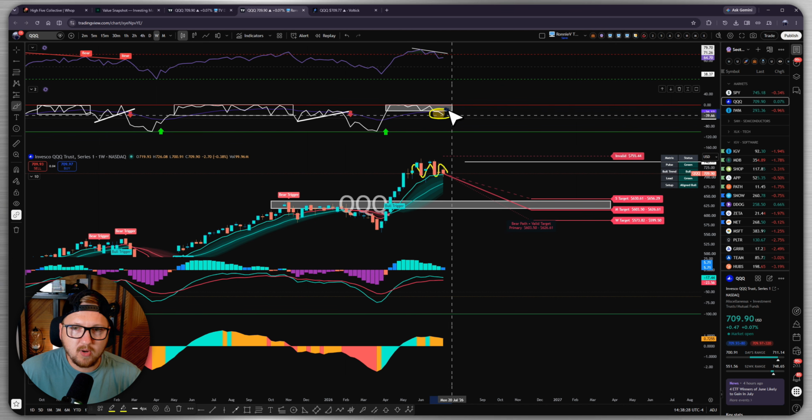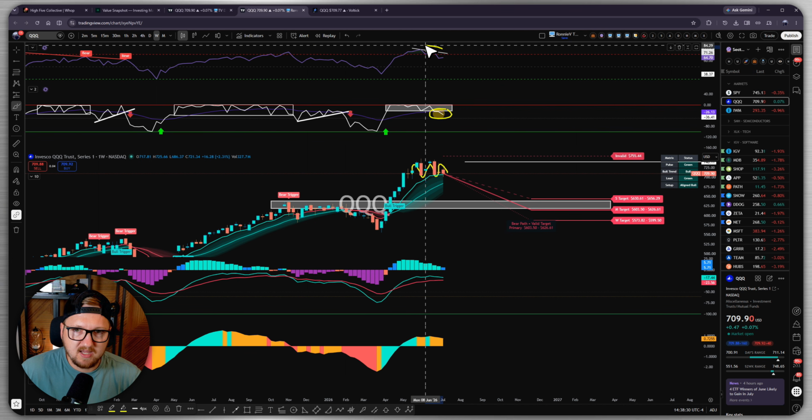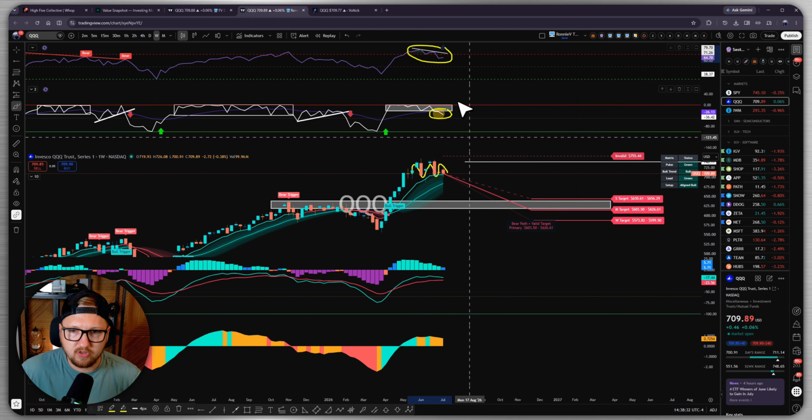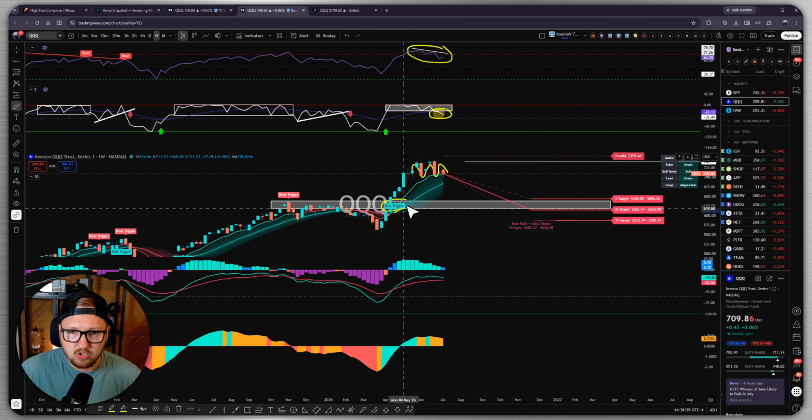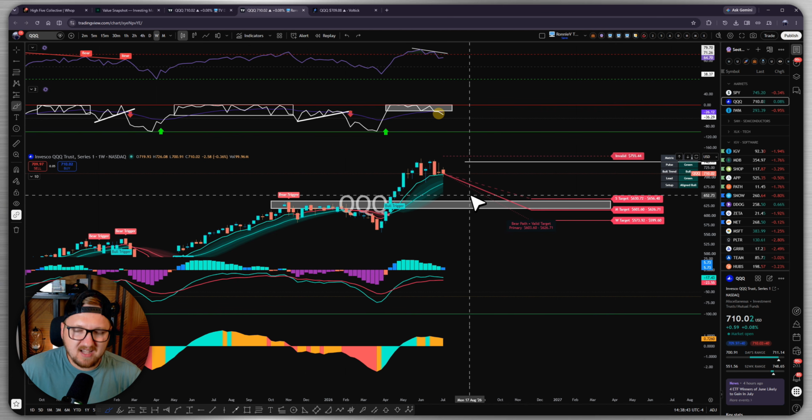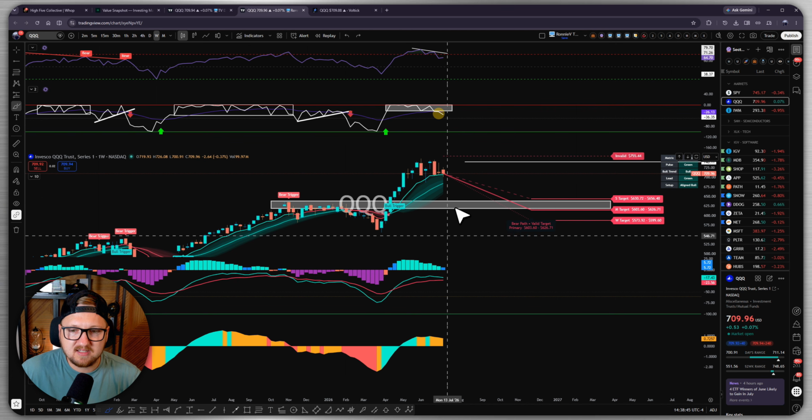But now you are breaking down out of the Williams consolidation box. Now you have divergence on the RSI while you're chopping sideways. Your bull trigger is still intact. Your bull trend is still intact, but we're starting to see signs and cracks in the system.